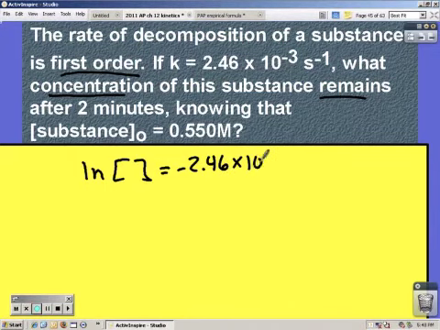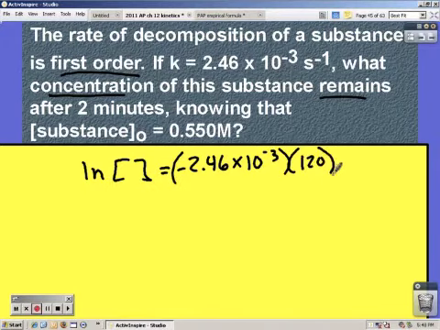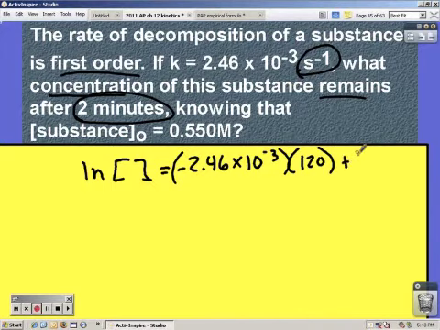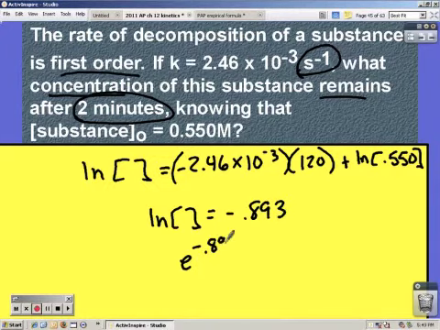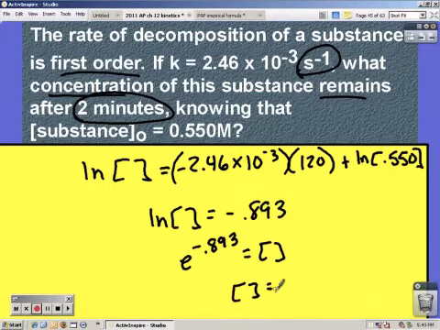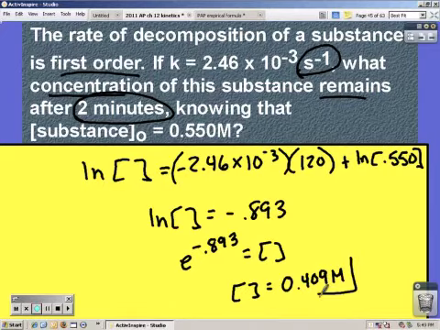So that's our k that they gave us. Don't forget your negative sign because it is negative kt plus ln of concentration initial. We have to use 120 because if you notice they gave us 2 minutes, but our k is in seconds. They have to be in the same units, so I just converted minutes to seconds. Solving everything on the right hand side, we get negative 0.893, and then e to the negative 0.893 is equal to our concentration. So that gives you 0.409 molarity.